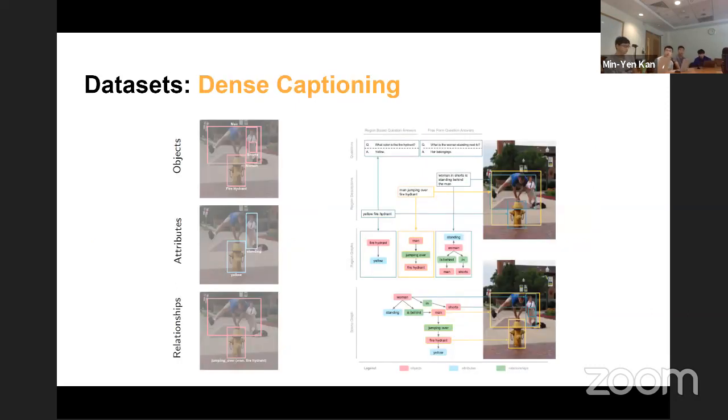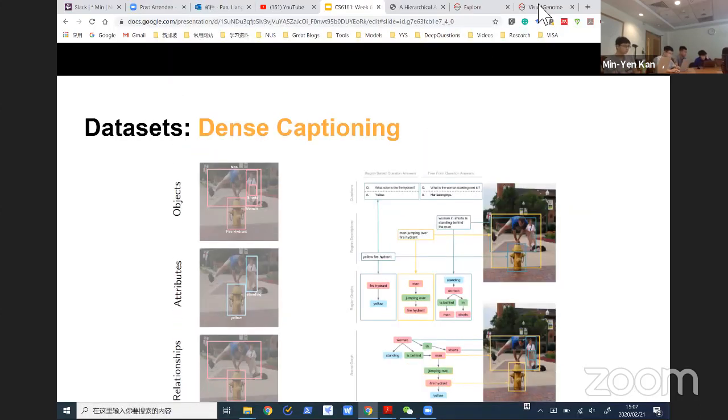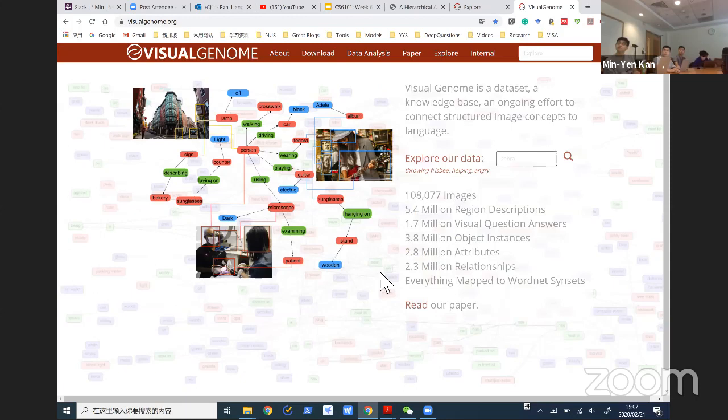I also want to mention a dataset called Visual Genome. It is a dataset developed by Stanford. I will show you their website. Yes, you can see that what they did is to build a very comprehensive dataset which includes almost everything. First, they have many images, and for each image, they identify the regions or the objects inside the image, and they also generate a caption for each region. And also, they label the relationships between different regions.